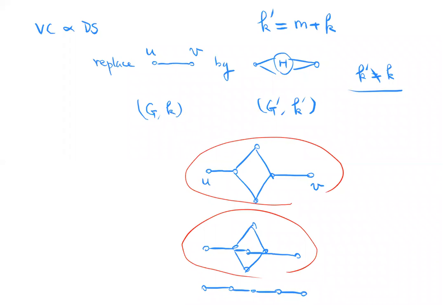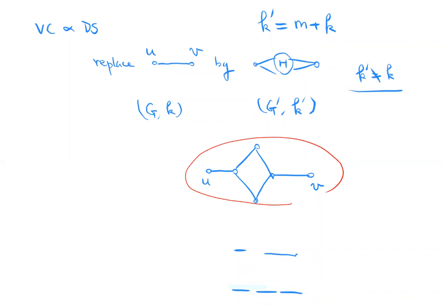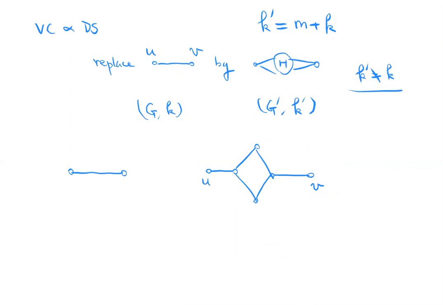Okay, so the reason is as follows. Let us forget about the last two possibilities. We just use this one. So here's the idea. Why do we use this one in the reduction? What we do is replace each edge by this gadget.